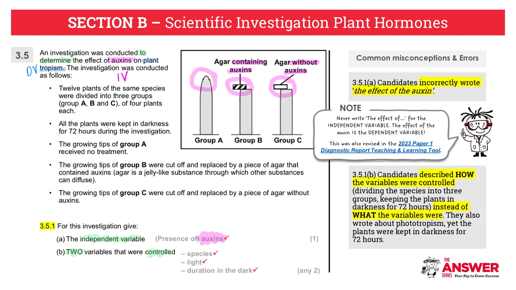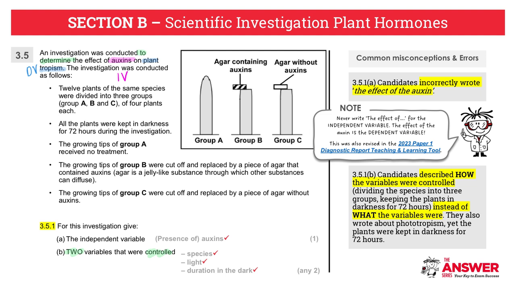So they took that whole phrase out of the aim. And this is incorrect. We went into quite a lot of detail on this in last year's Diagnostic Report Teaching and Learning tool, which you can download from our website. If you write the effect of something for the independent variable, you are actually stating the dependent variable, because the effect of the auxins is what we are measuring. That is the dependent variable. We want to see what their effect is on plant tropism. What we manipulate is whether there is or isn't any auxin to do that. So the auxin is the independent variable.